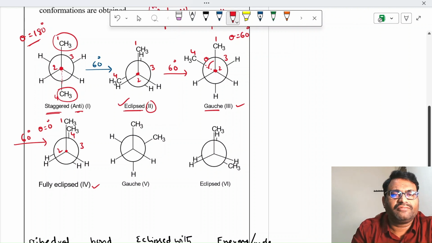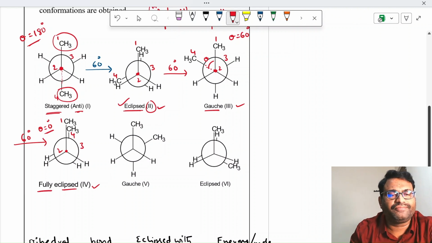Okay. Angle between CH3 and H is 0 in the second conformation. But in the fourth conformation, both CH3 groups have a dihedral angle of 0 degrees. Such a conformation is called fully eclipsed or total eclipsed form. Total eclipsed.